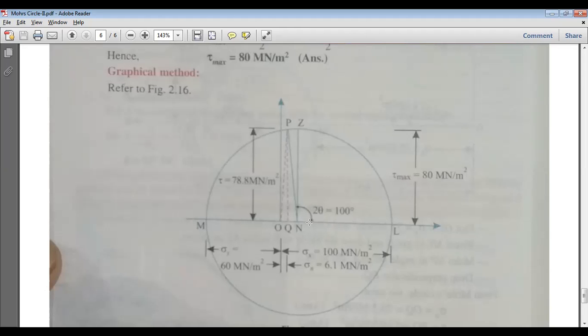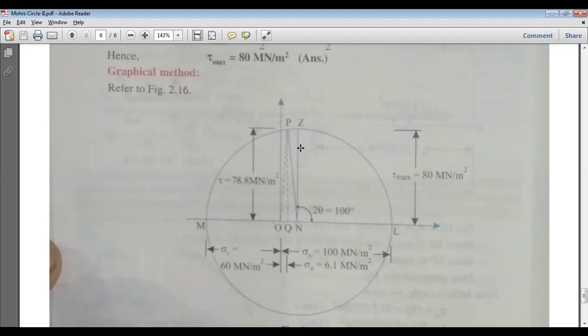Again we have found the two extremes of the circle. So we'll find the circle by dividing the distance LM by 2. You will find point N. From point N, draw a line at an angle of 2 theta, and this will touch at P. Draw a perpendicular from P and you will find Q. Measure PQ, and you will find the tangential stress. This is 78.8 meganewton per meter square.